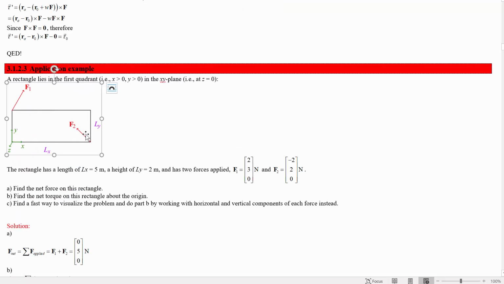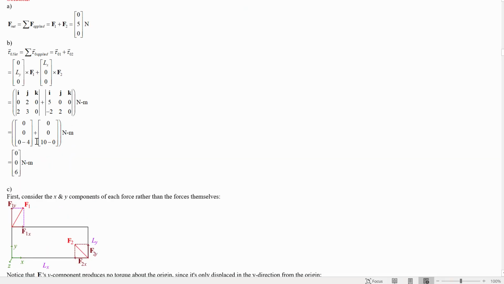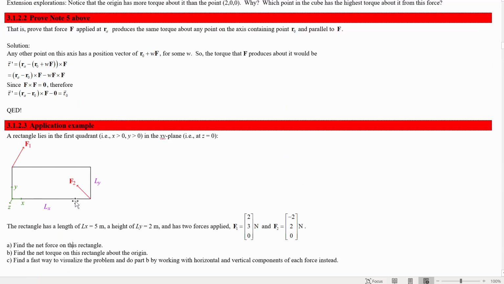Now notice that these forces were entirely in the xy plane, and because the moment arms are also in the xy plane, we're going to be crossing two vectors in the xy plane, so we're guaranteed to get a vector that's in the plus or minus z direction. And that's exactly what happened. We got torques that were -4 and plus 10 in z only, and you can use the right-hand rule to check this pretty easily because they're entirely in the xy plane, so it's easier to do that.